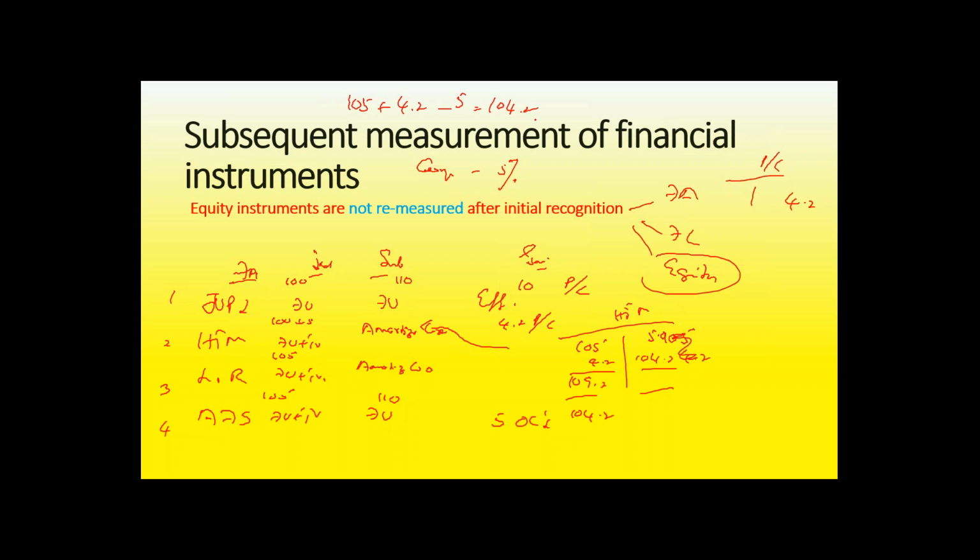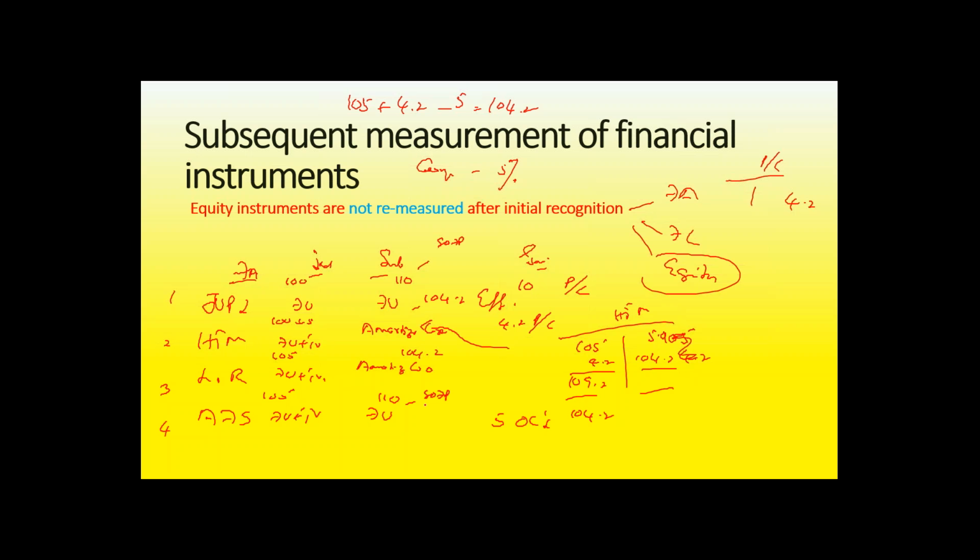This figure, the value of the asset, will always appear in the statement of financial position. Here it will be 110. Here it will be 104.2. Here also it will be a similar story, 104.2. Here it will be 110. All will appear in the statement of financial position. So this will go to the balance sheet.